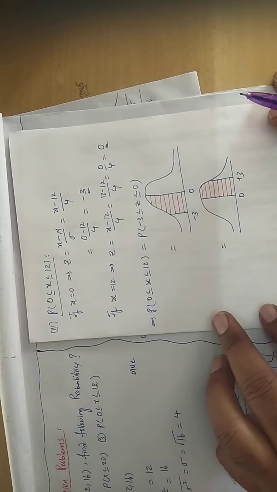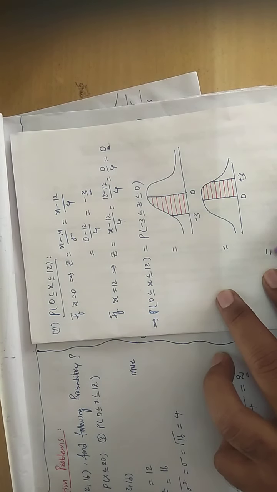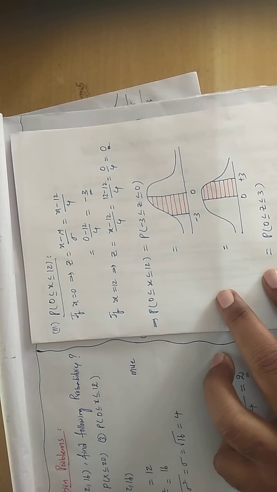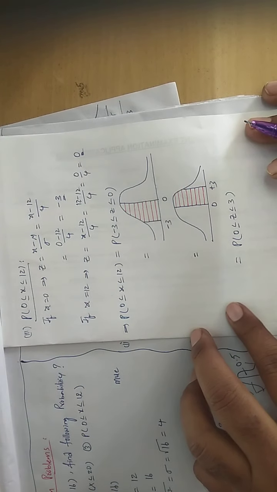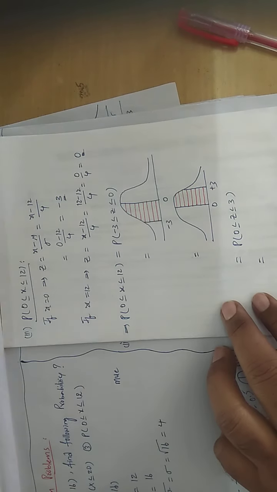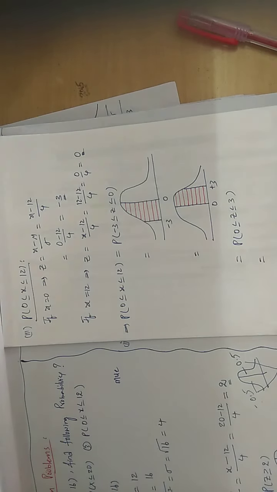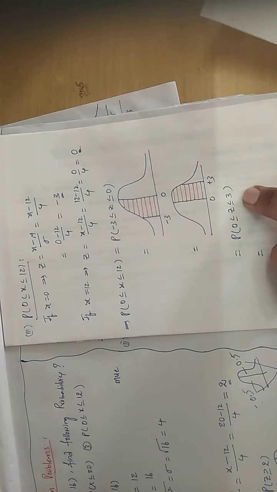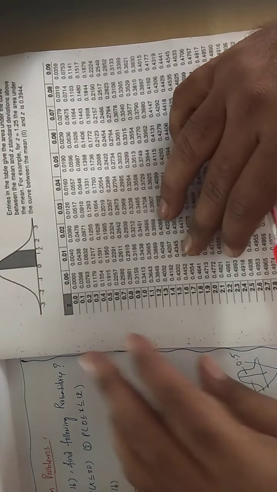So how to write again in the symbolic language? Nothing but probability of, so now here what is the lower limit? 0 less than or equal to z less than or equal to 3. Plus 3 or only 3, either way you can write. Okay. Now that is equal to, that's all. Now we are at the end of this. Now read out from the table. So what is the higher limit here? 3. What is the lower limit here? 0.